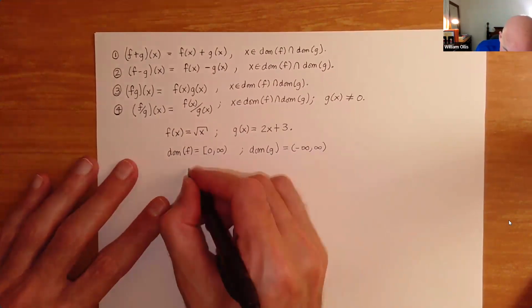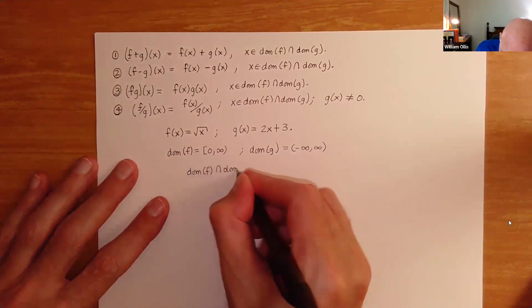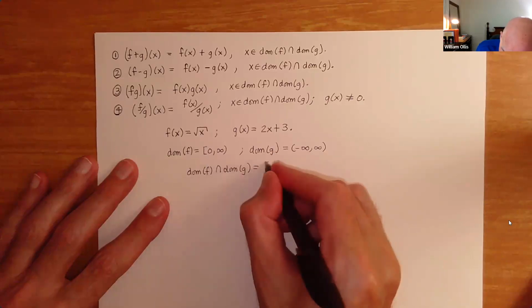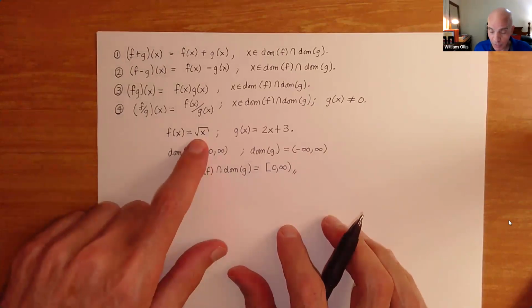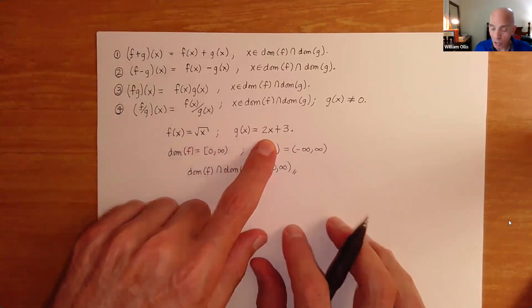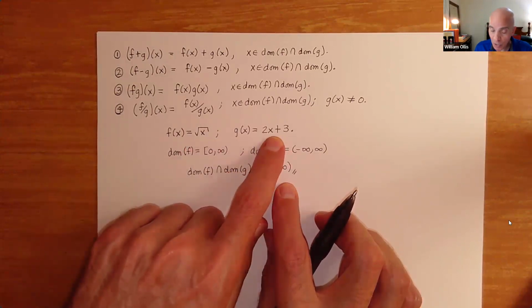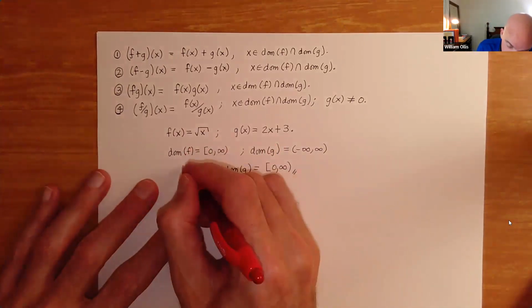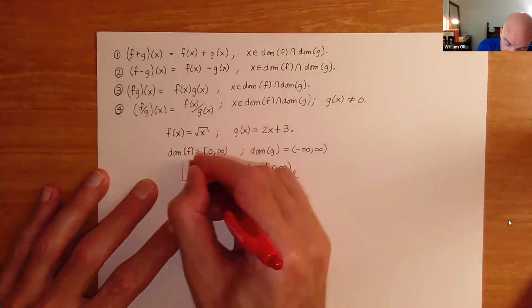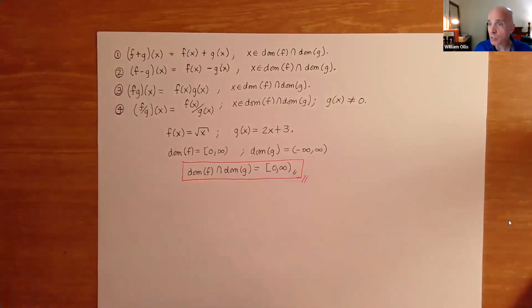Now, of course, when we take the intersection of the two, that's just going to give us the non-negative. So now when we add the square root of x to 2x plus 3, we are assuming that the values of x are non-negative, because that would mean that the x would make sense here as well as here. So this is what I'm talking about when we start to add functions. We have to consider the fact that the values of x must work in both functions, not just in one.